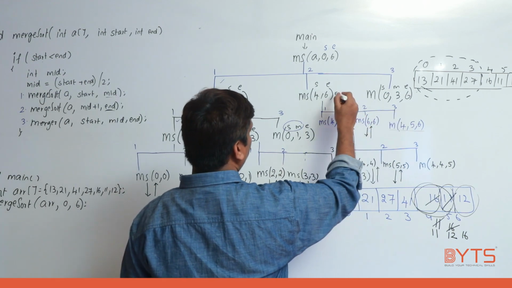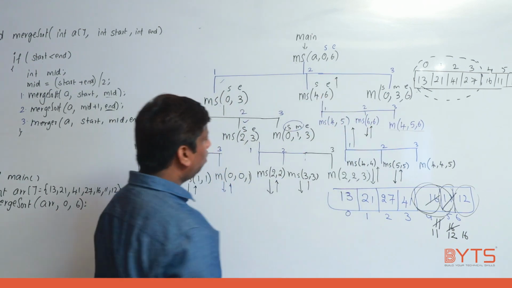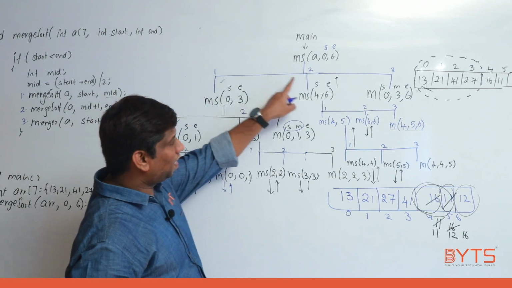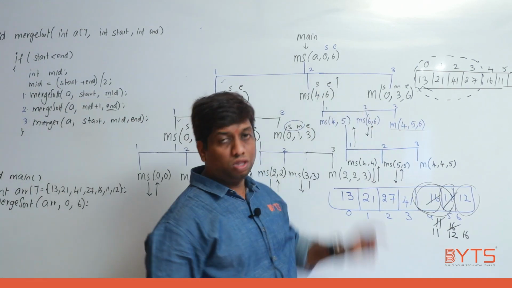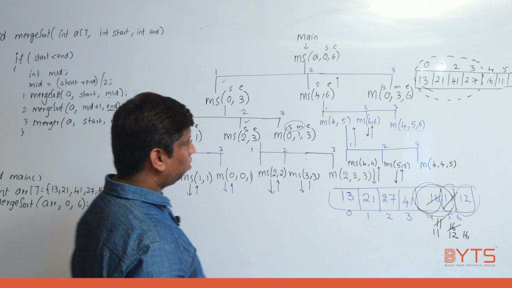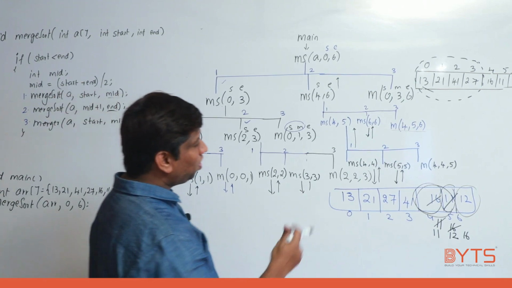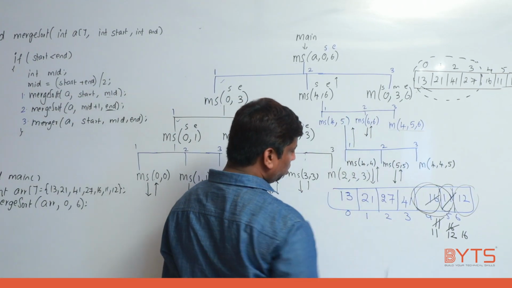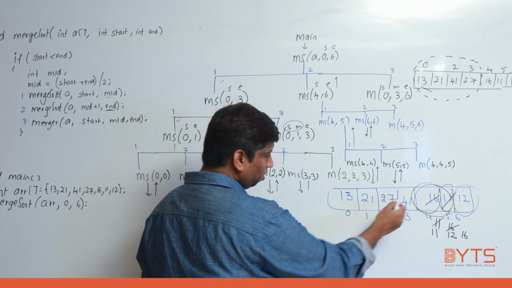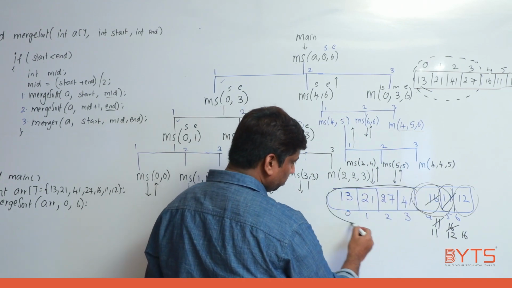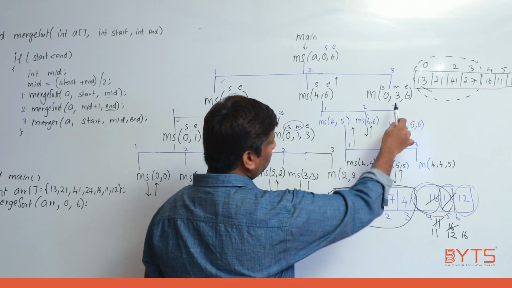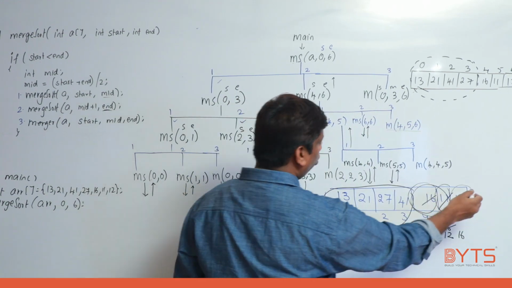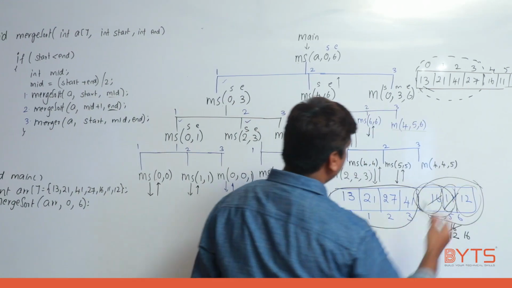Now you need to come back here. Now first line completed, second line completed. Now you need to go to the third line. Right? Fine. What is the third line telling? 0 to 3 sorted. Yes. Next, what is it telling? 3 plus 1, 3 plus 1 is 4. 4 to 6 also sorted.